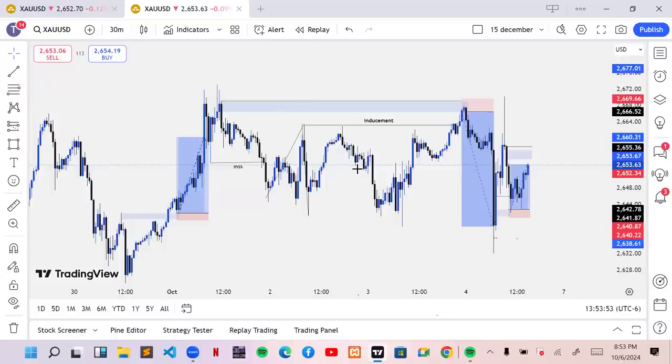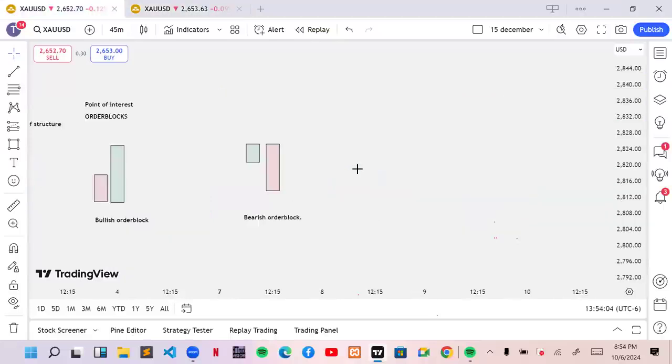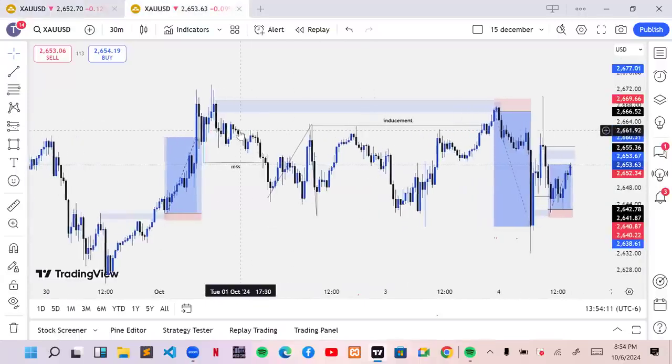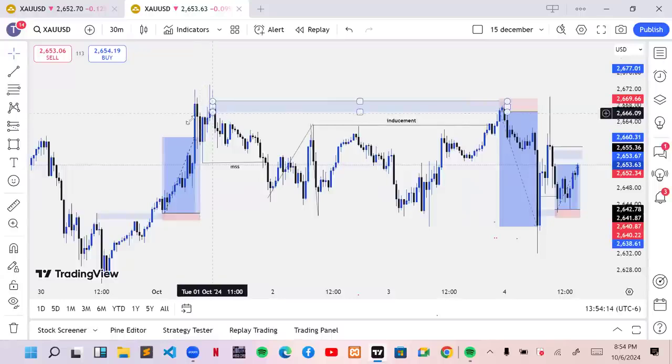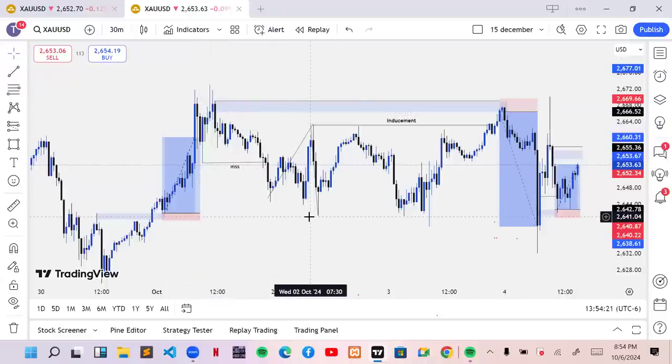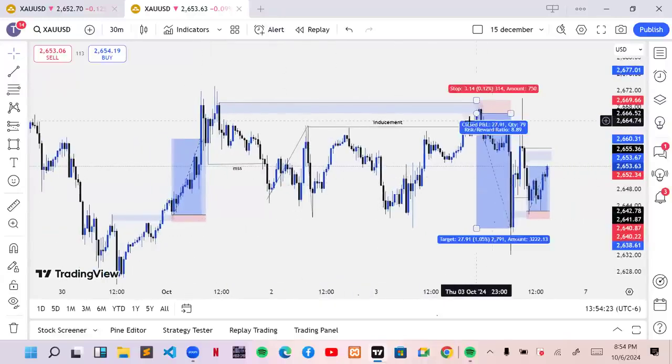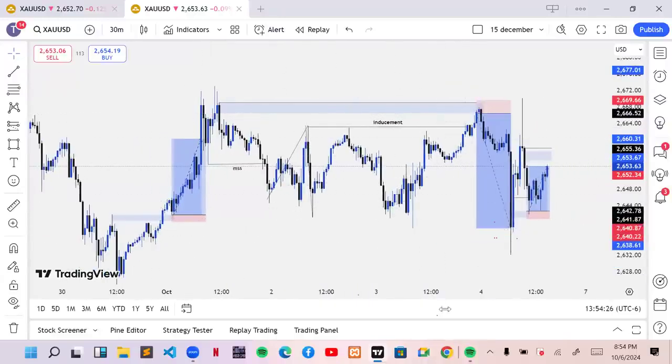Since I'm looking out for sales, what I'm going to now be looking out for is my point of interest, that is my order block. And in this case, since I'm looking for sales, it means I'll be looking out for a bearish order block. So how does a bearish order block look like? You see a bullish candle, and then you see a bearish candle engulf it. In this case, this is what a bearish order block looks like. So I marked my order block from this. And what did the market do? The market eventually tapped into this order block and continued selling.